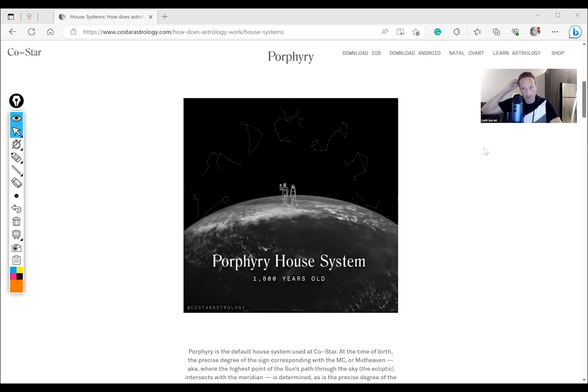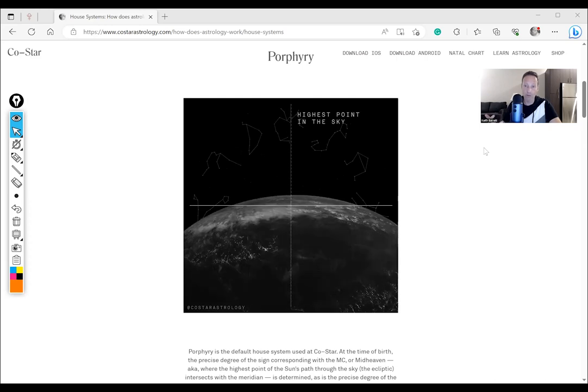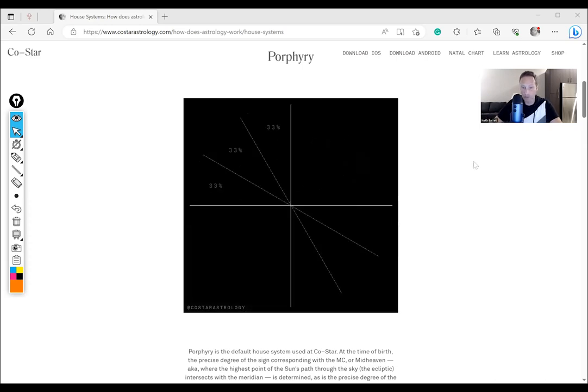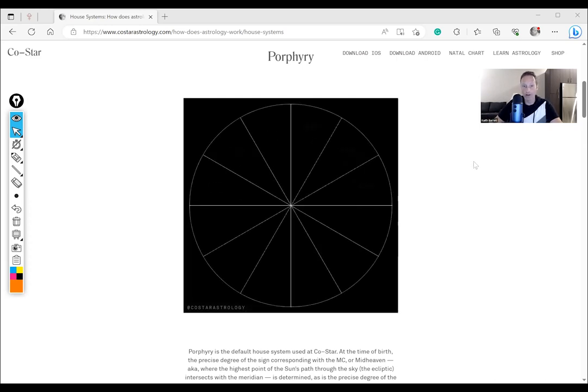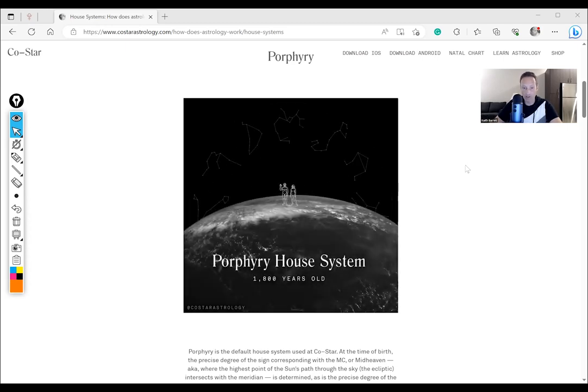Like I said, this is the one that I use in practice. It has resonated with me in my own chart and has certainly been the most effective in my astrology practice.